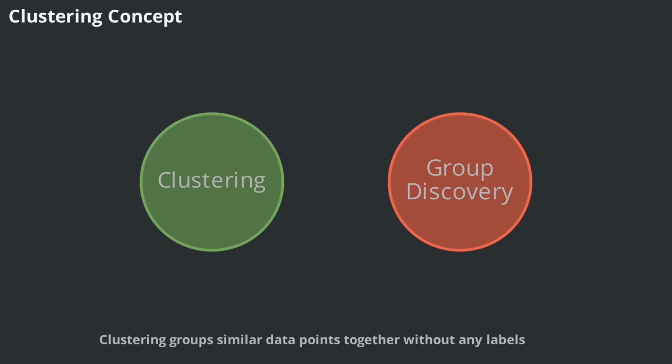Clustering groups similar data points together without any labels. The model identifies natural groupings in the data, revealing hidden patterns and relationships. This is especially useful for market segmentation and document organization.